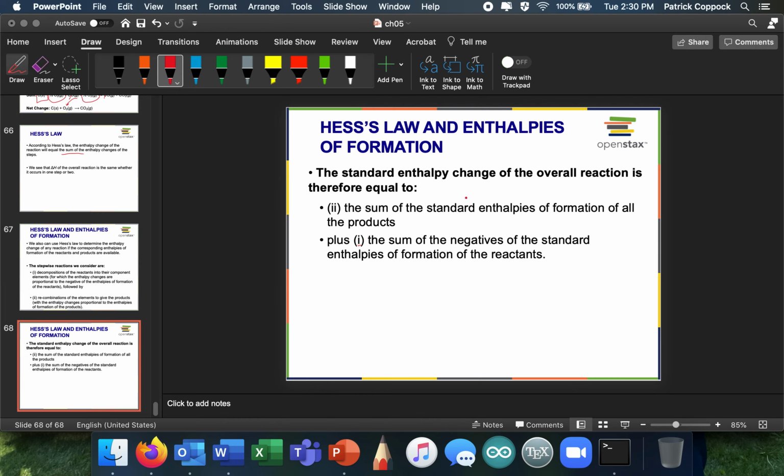All right, the standard enthalpy change of the overall reaction is therefore equal to the sum of the standard enthalpies of formation of all the products plus the sum of the negatives of the enthalpies of formation of all the reactants. This is really the big deal. Let's see if I can write this out. The enthalpy of a reaction is equal to the sum of the enthalpies of formation of all the products minus the enthalpies of formation of all the reactants.